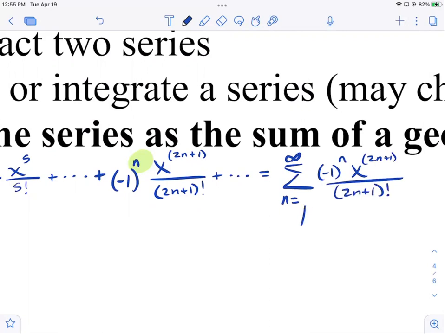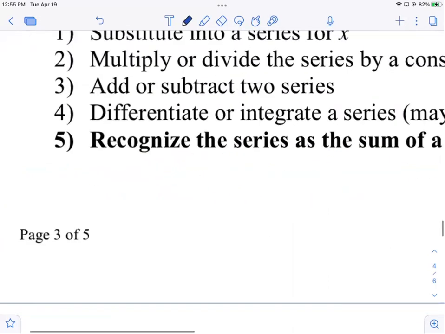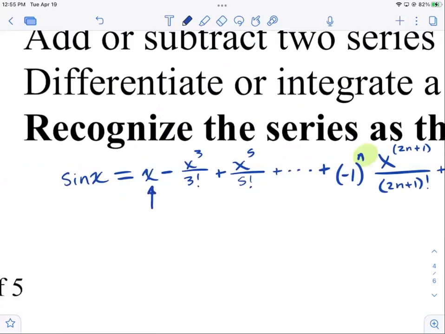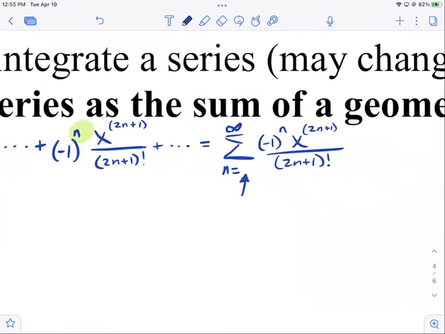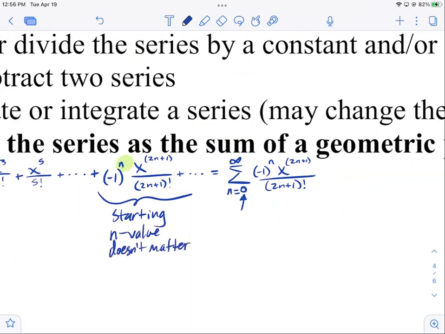And now I would need to start it at what value? Could I use 1 again? No, because my first term actually is x to the first, and it's positive. I have to start it at 0. Okay. So again, in this format, the starting n value doesn't matter, but you do have to have the sign matching up with the magnitude. For sigma, the starting n does matter. The starting n value must give the first term.